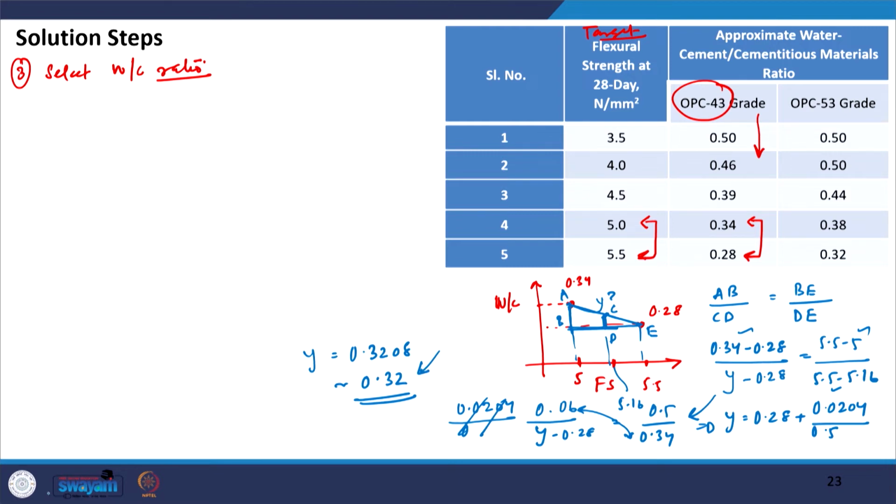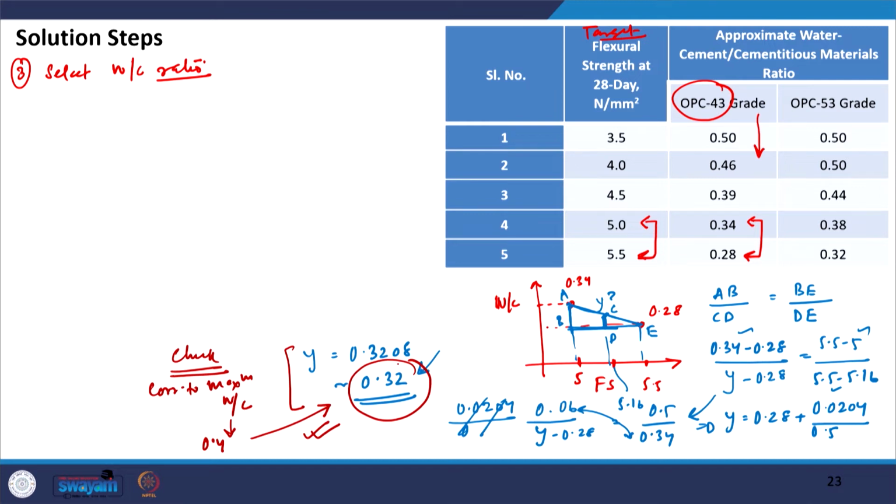But remember here there is a check which we have to apply when you select the water cement ratio. So, there is a check. What is that check? Check corresponding to the maximum permissible value of water cement ratio. So, if you remember that the maximum permissible value is 0.4, since this is less than 0.4, so this is okay. So, which means we can select this as the design water cement ratio. Okay. So, in our case the design water cement ratio is equal to 0.32.